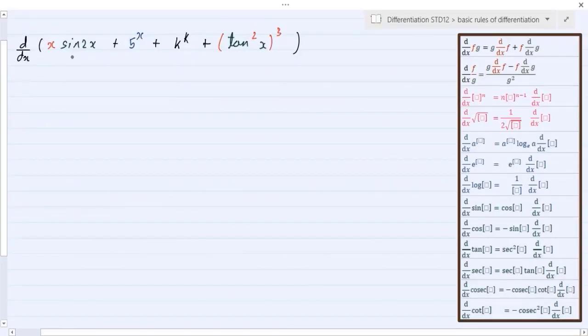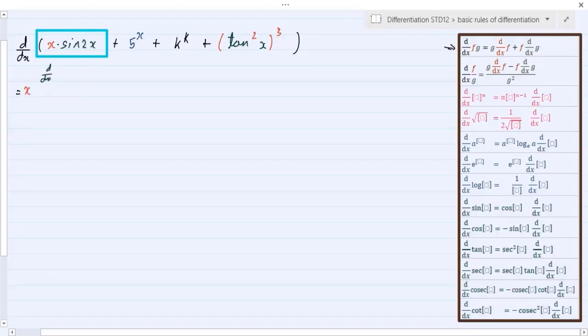Here we have to differentiate a very long function: x sin 2x plus pi raised to x plus k raised to k plus 10x the whole cube. So let's differentiate one by one. In the first term, we have the differentiation of x sin x. So let's apply the multiplication rule in the first term. So your x will be as it is.